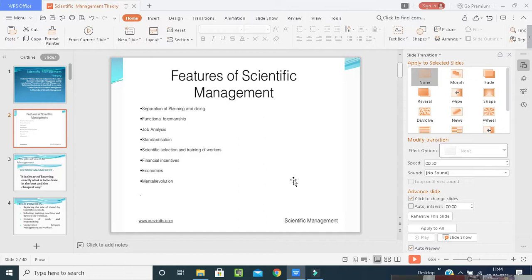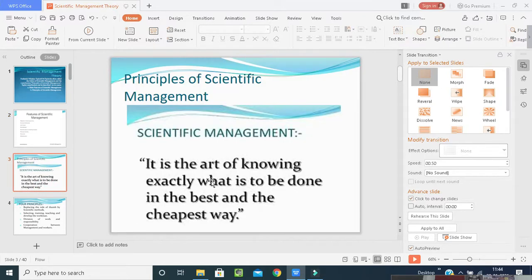That means employer and employee. Employer means owner or the boss, who is the management, we can say, and workers are employees. Now, coming to the next thing, that is the principle of scientific management. Just now we have discussed the features of scientific management. Now we are going to learn about the principles of scientific management.